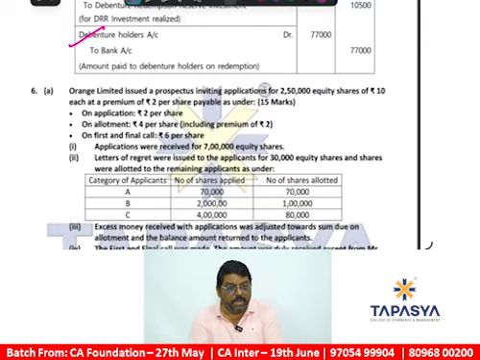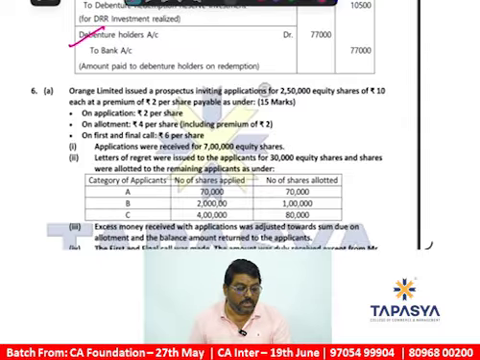Applications were received 7 lakhs on equity shares. 7 lakhs applications you received. Letters of regret were issued to the applicants of 30,000 equity shares and shares allotted to the remaining. Out of 7 lakh, for 30,000 their money is given back. Regret, sorry, we cannot allot the shares to you. Still 6,70,000 shares are there. For the remaining 6,70,000 applications, for 2,50,000 shares, how is allotment done?